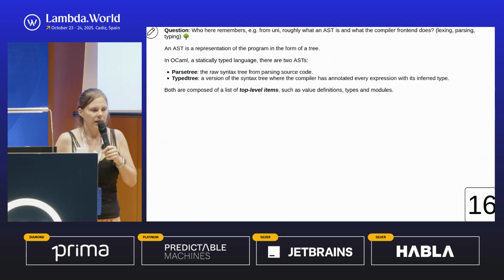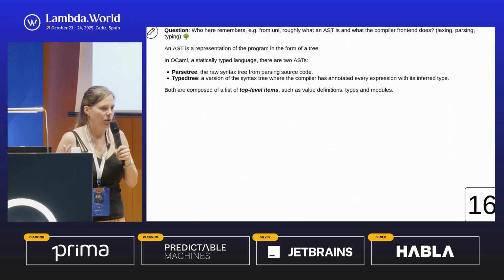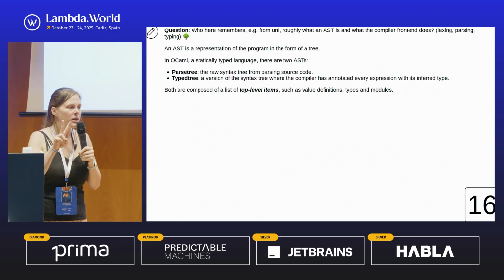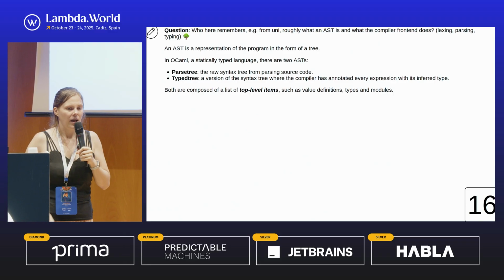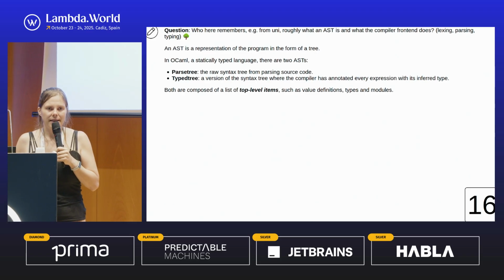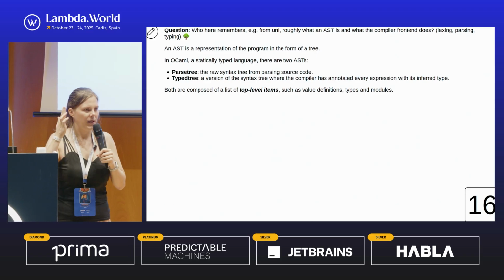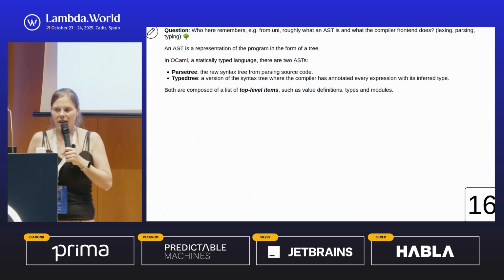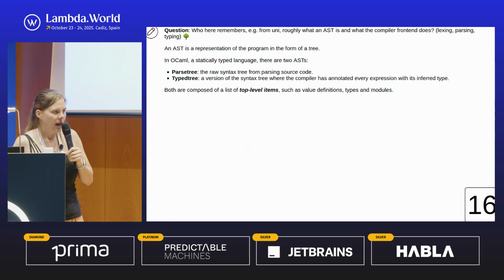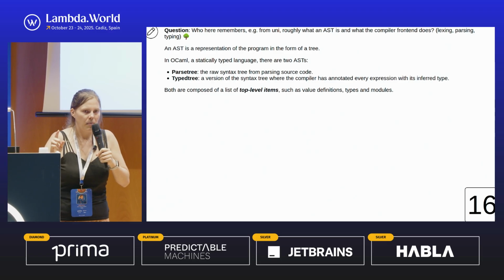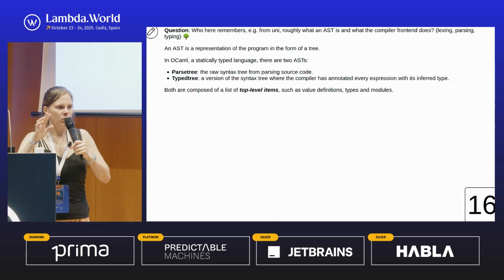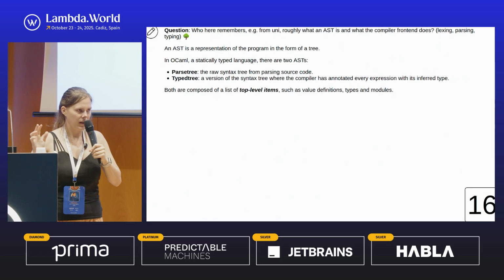So an AST is a representation of a program in the form of a tree. And in OCaml, there are two kinds of ASTs, okay? There's the parse tree, which is the AST that most people have in mind when you think about an AST. It's an AST that only encodes syntax information. It's the direct result of parsing. And then there is the other AST, which is called typed tree. And that one is the same as the parse tree, but every expression is annotated with type information. So it's a much, much richer representation than the parse tree.